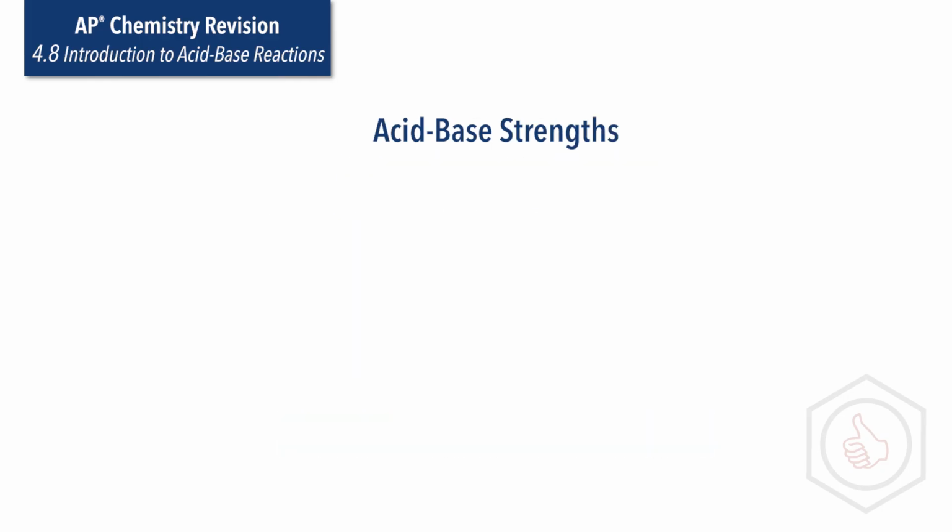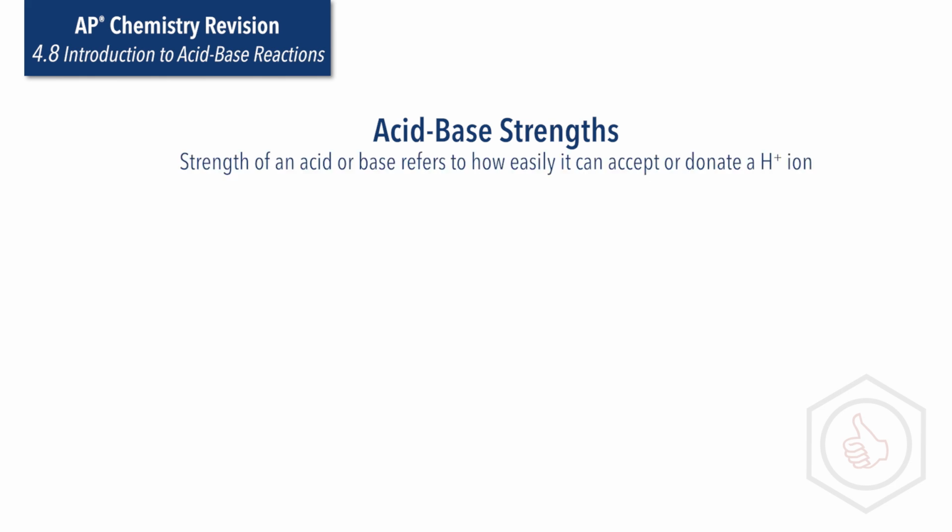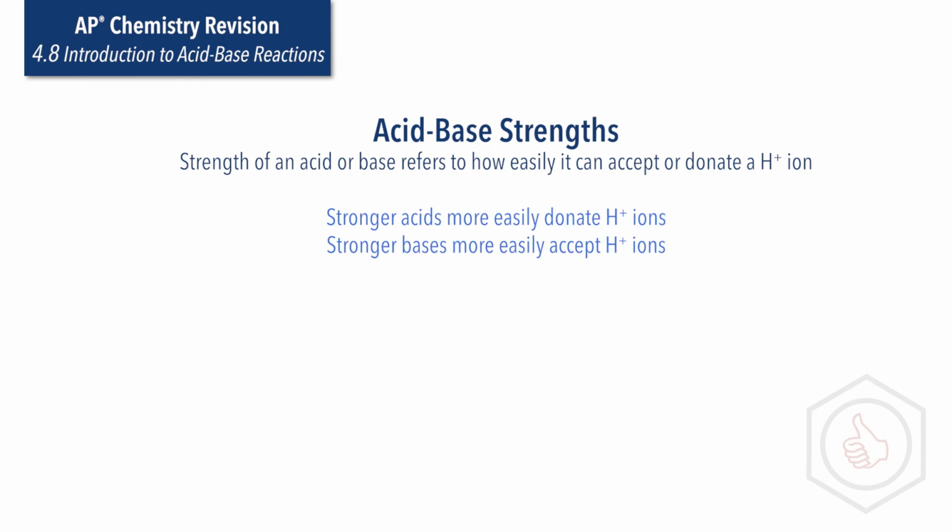The strength of an acid or base refers to how easily it can donate or accept H+ ions. Strong acids donate H+ ions easily, and strong bases accept H+ ions easily. As a result, the conjugate base of a strong acid is a very weak base. It doesn't easily accept H+ ions to reform the strong acid.